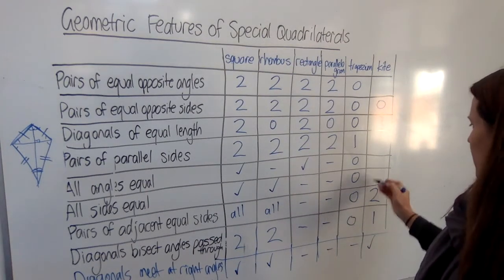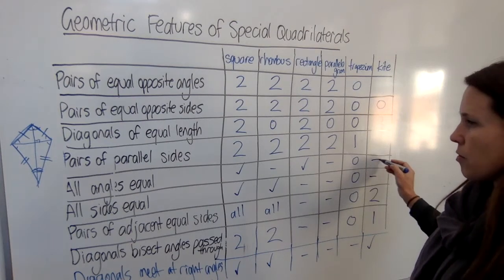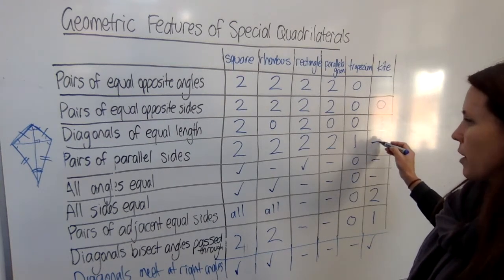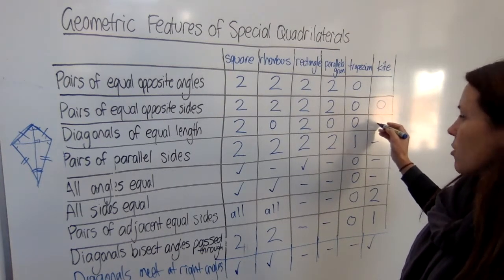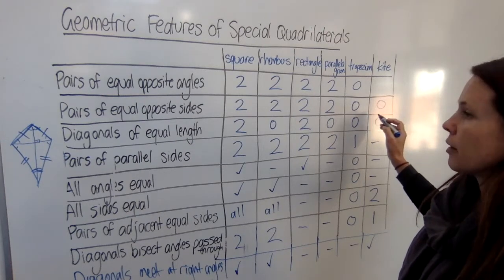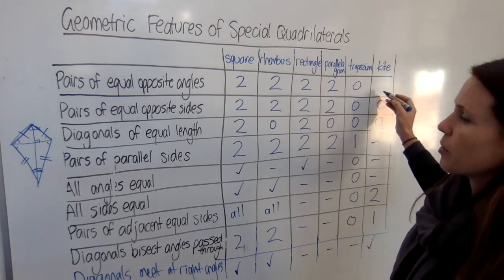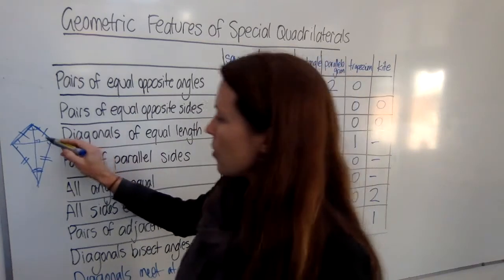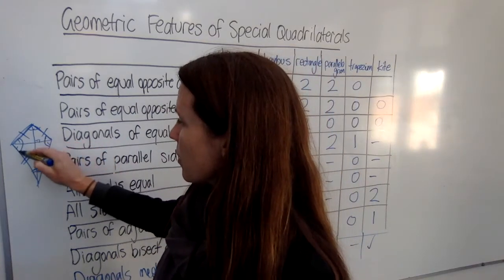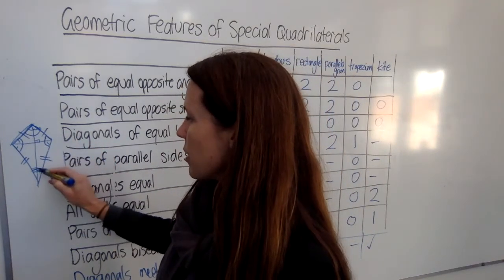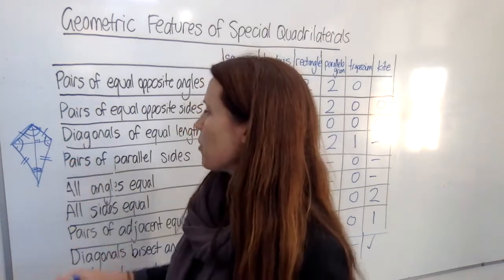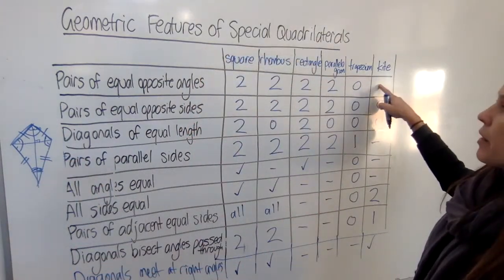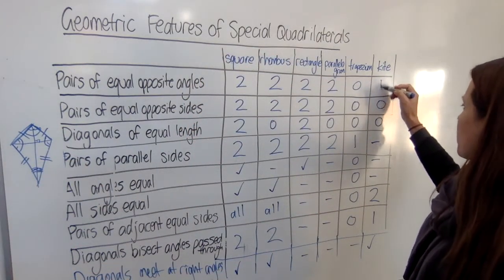Other than that, all sides equal, no. All angles equal, no. It has no parallel sides. Diagonals are not equal length. And pairs of equal opposite angles, well, this angle is equal to this one, but these 2 are going to be different, aren't they? One will be bigger and one will be smaller. So it has 1 pair of equal opposite angles.